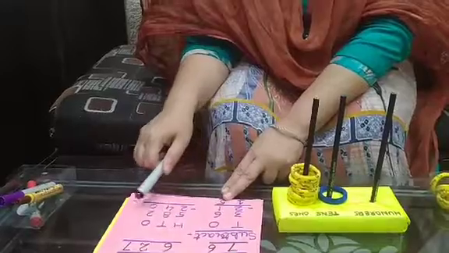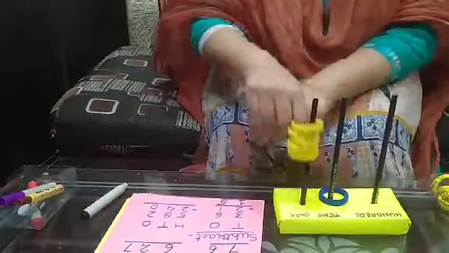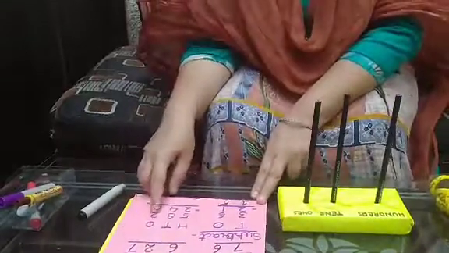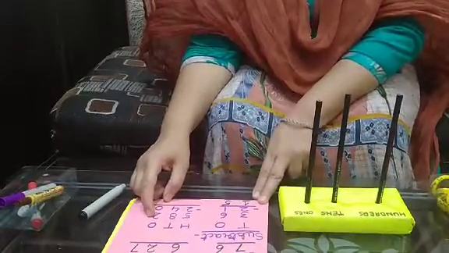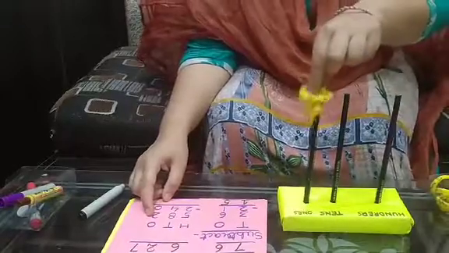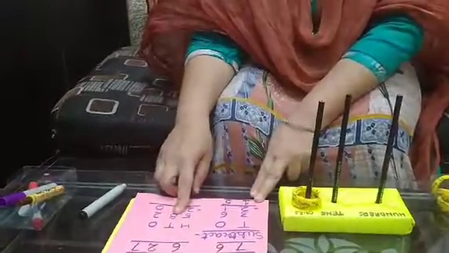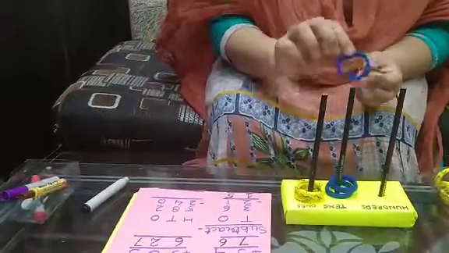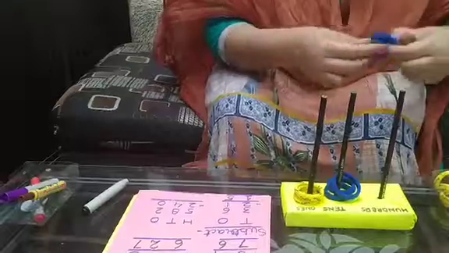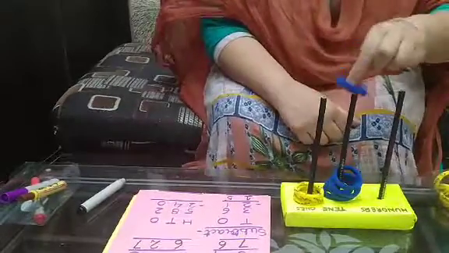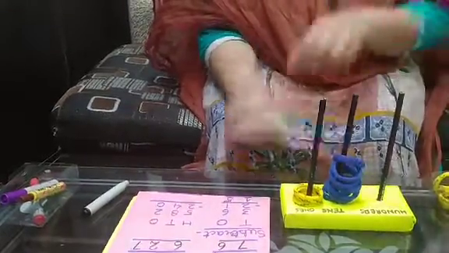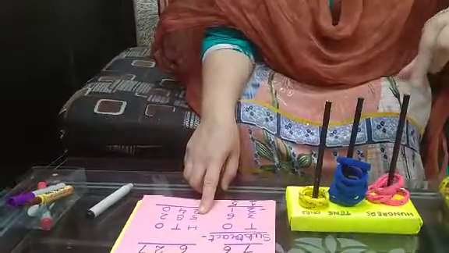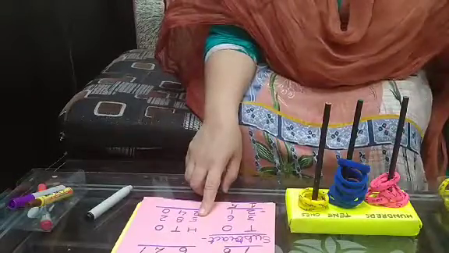Now let's try 3-digit numbers. How many numbers are written here? The ones digit is 2. So let me add 2 bands. The tens digit is 8. So I will put 8 bands. 1, 2 and 3, 4, 5, 6, 7 and 8. How many hundreds are here? 5. 1, 2, 3, 4 and 5.